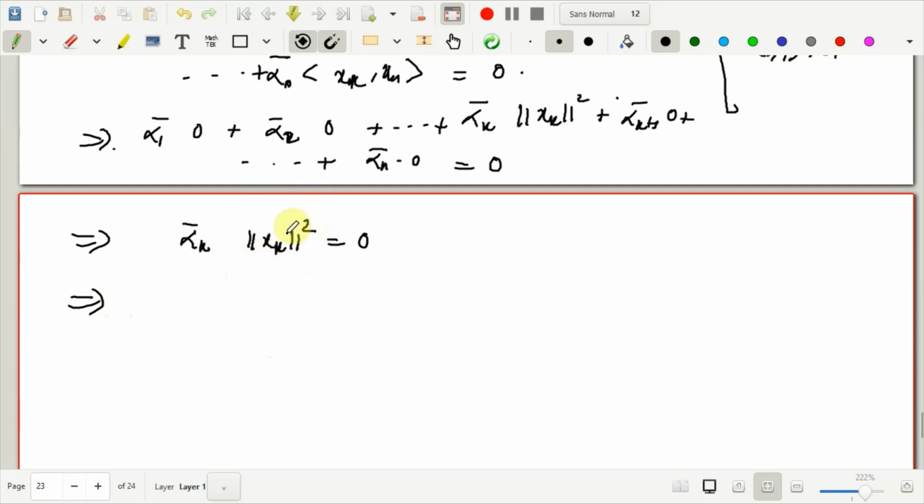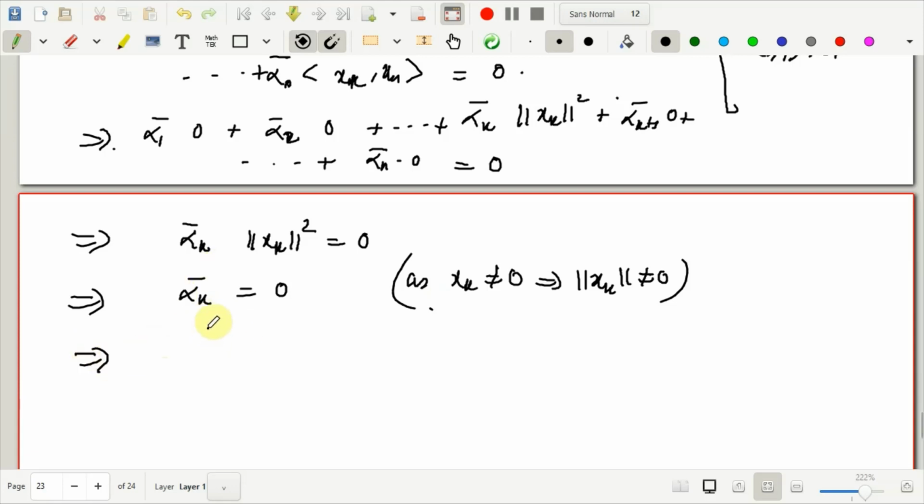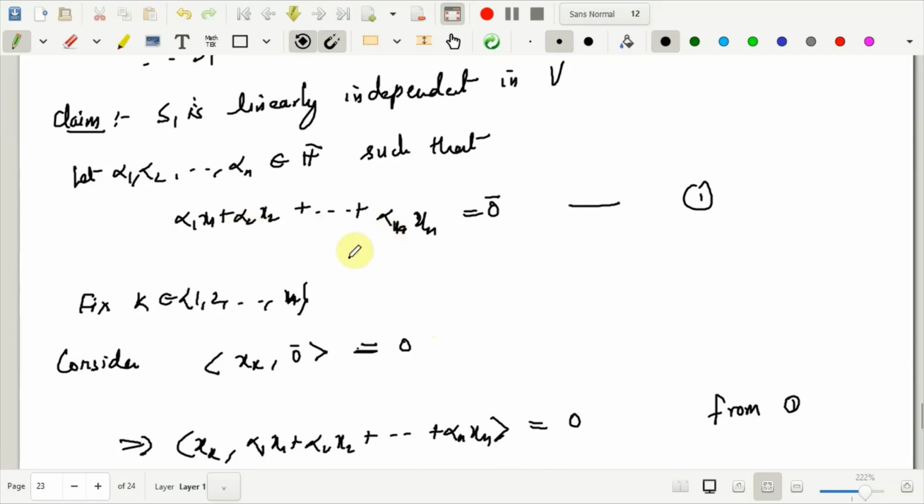Now what we know is that each of these xi's is non-zero, because S is a set containing non-zero vectors. So obviously S1 will also not have a zero vector. Therefore this implies that alpha k conjugate is equal to 0. As xk is non-zero, this implies that norm of xk is non-zero, right? And if the conjugate of a number is equal to 0, the number itself has to be equal to 0. Okay, so with this process we have shown that by fixing k in this set 1, 2 till n, alpha k is equal to 0.